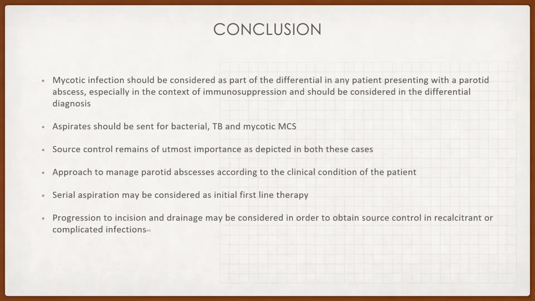Our approach was to manage parotid abscesses in two different ways, as determined by the general clinical condition of the patients, and they both had acceptable and clinically successful outcomes. Serial aspiration can be considered as first-line therapy. However, progression to incision and drainage will always be considered in order to obtain source control in complicated infections. Thank you.